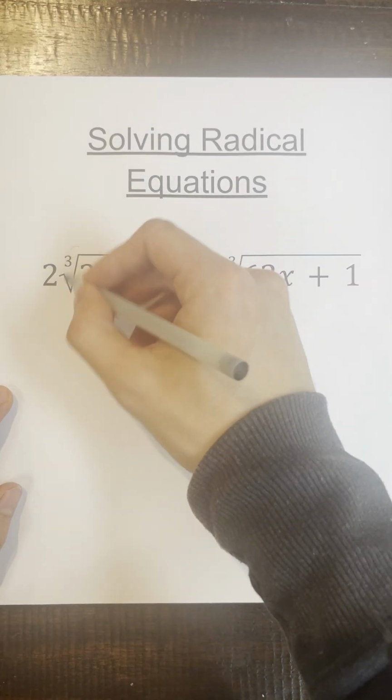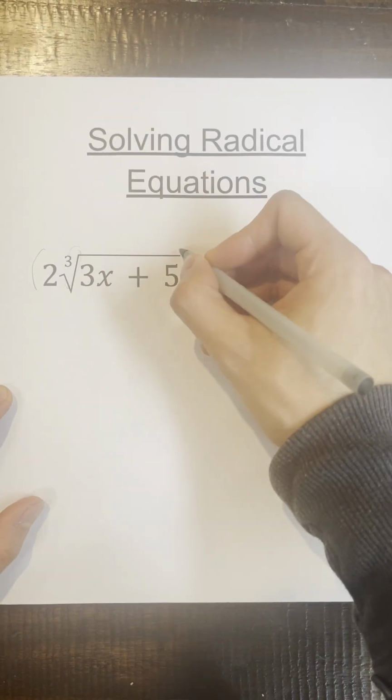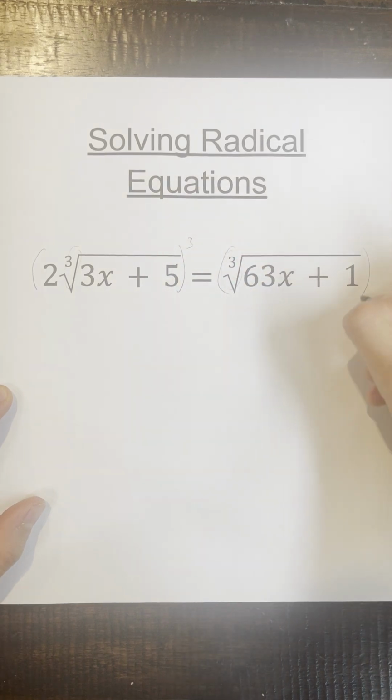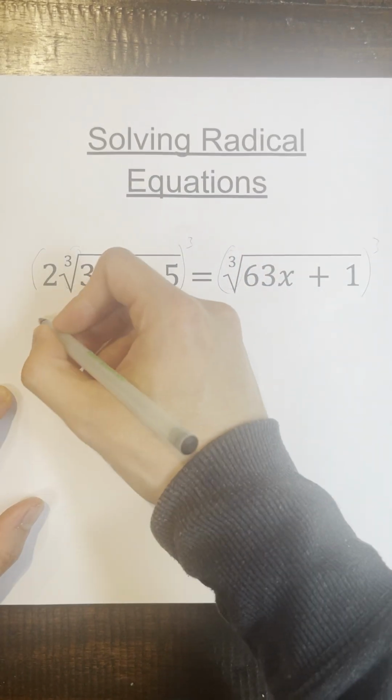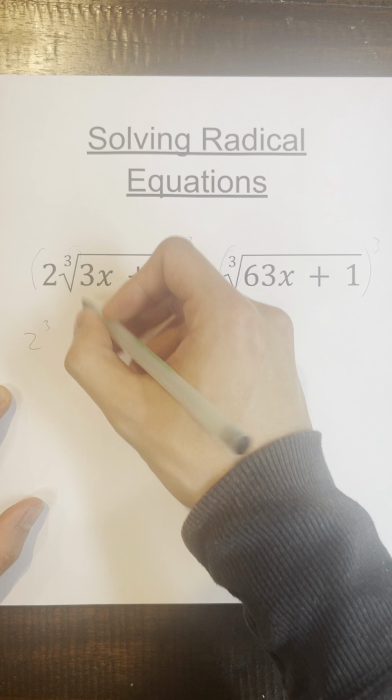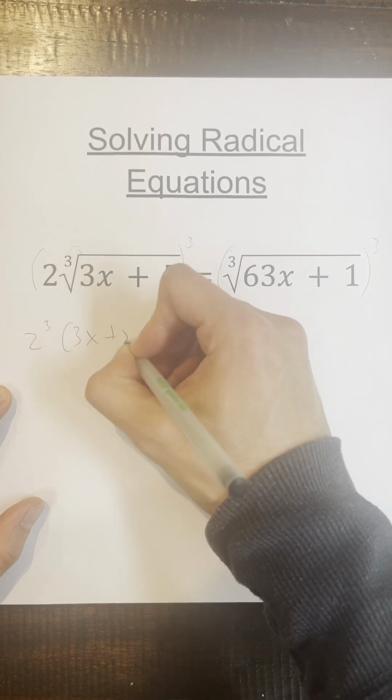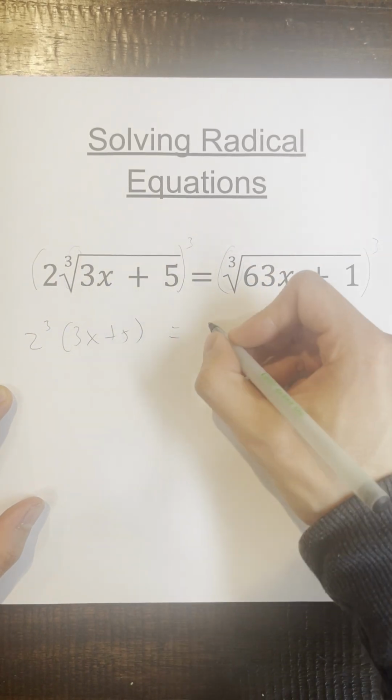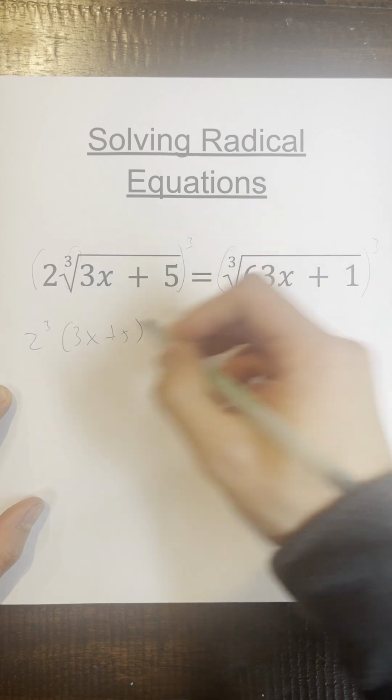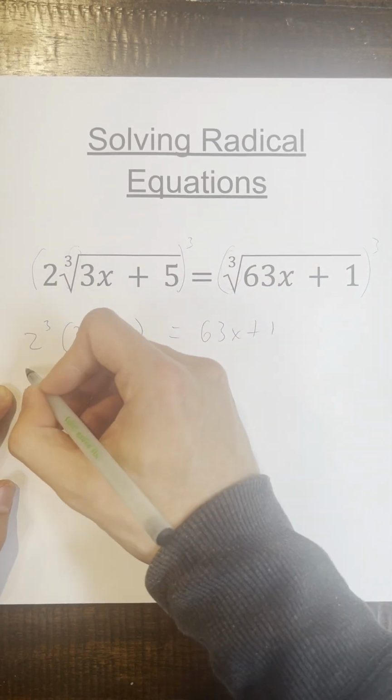To get rid of the cube roots, raise both sides of the equation to the power of 3. So this is going to become 2 cubed, and then the cube root goes away, so it becomes times 3x plus 5. And the cube root goes away here as well. 2 cubed is how much? 8.